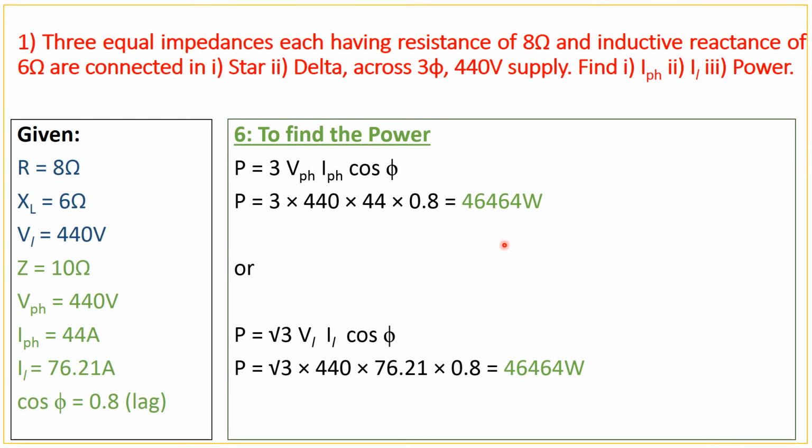Now note down, students, the power consumed in the delta circuit will be thrice that of the star connected circuit. So there it was somewhere 15,000 something. So if you multiply it by 3, you should get this answer, because the values of resistance and inductance have been taken the same for star and delta. For the same values of resistance and inductive reactance, the power consumed in delta is thrice that consumed in star connection. So you can verify this.